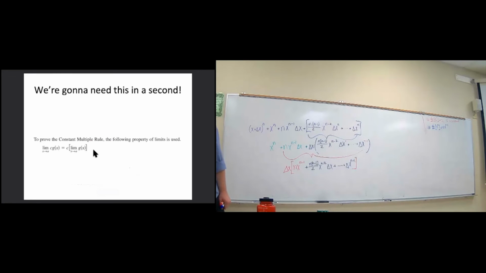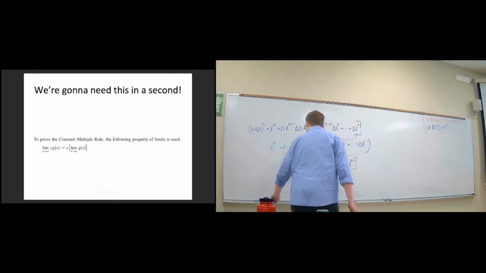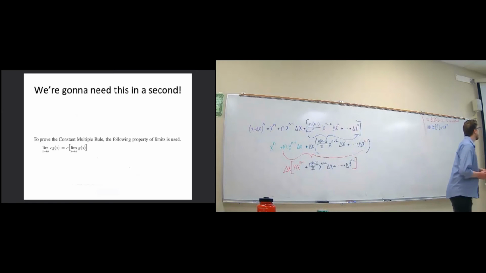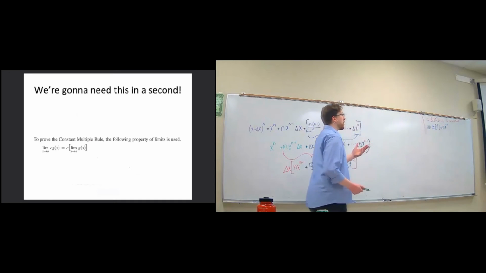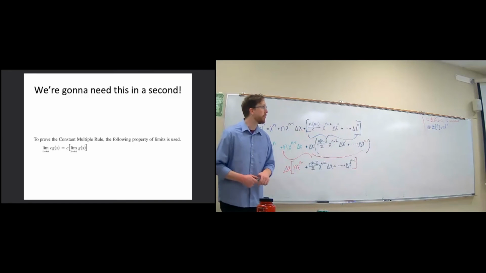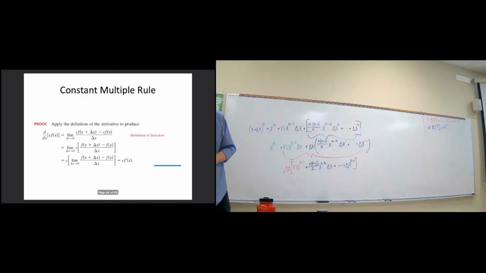All right, now, third rule. Well, this really isn't a derivative rule, this is a limit rule. We've already seen it before. The limit as x goes to a value of c times the function is equal to c times the limit of that function, right? We're going to use that here for the constant multiple rule.